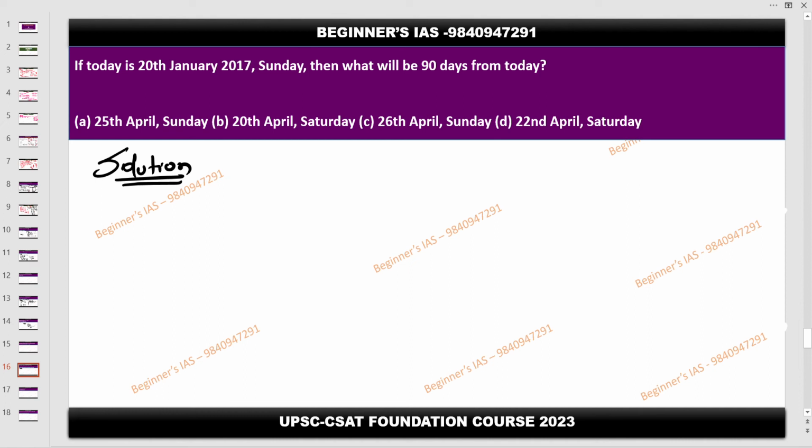So this question. Today is 20th January 27. That is Sunday. What will be the day 90 days from today? Simple.